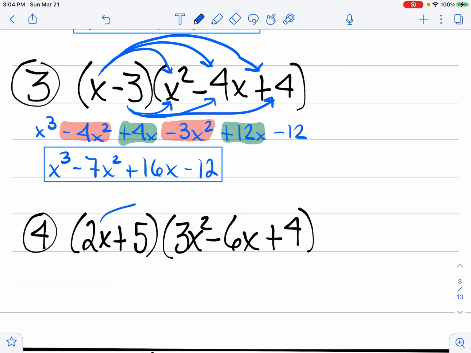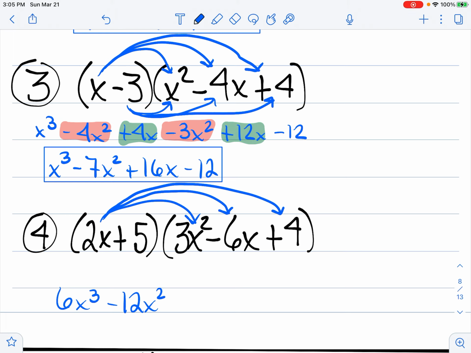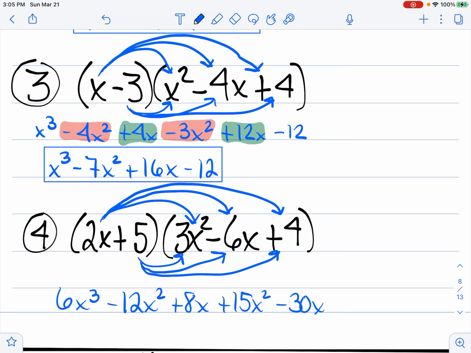Okay, so we're going to do 2x times 3x squared. For the first multiplication, it becomes 6x to the third. We have 2x times negative 6x for negative 12x squared. Okay, then we have 2x times 4 for 8x for the third one. Then we're going to do 5 times 3x for 15x squared. We're going to do 5 times negative 6x for negative 30x. And finally, we'll do 5 times 4 for positive 20.